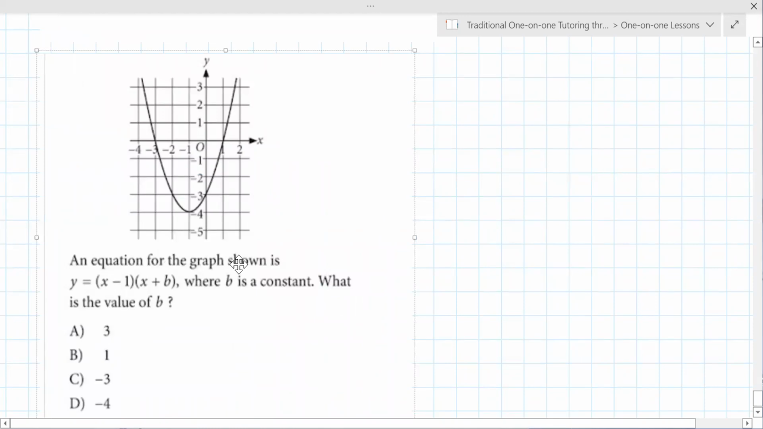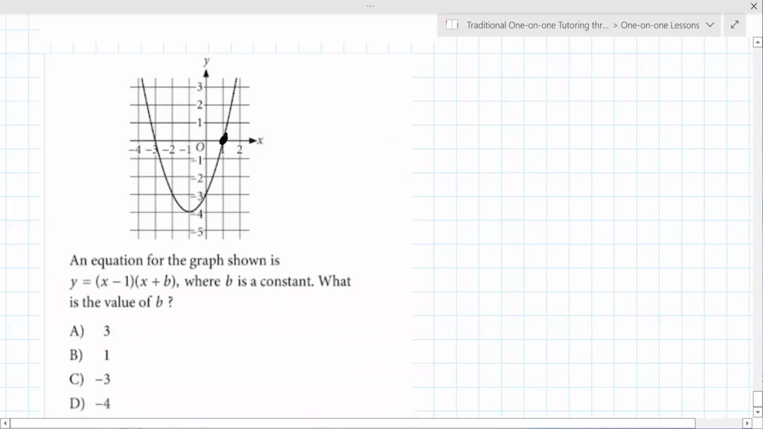Okay, an equation for the graph above is shown. y equals (x minus 1)(x plus b), where b is a constant. What is the value of b? x minus 1 corresponds to what solution? Which value? I mean, x minus 1 is where on the graph? Oh, it is on the right side where 1 is.